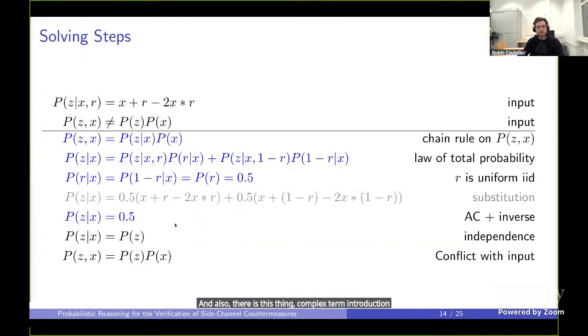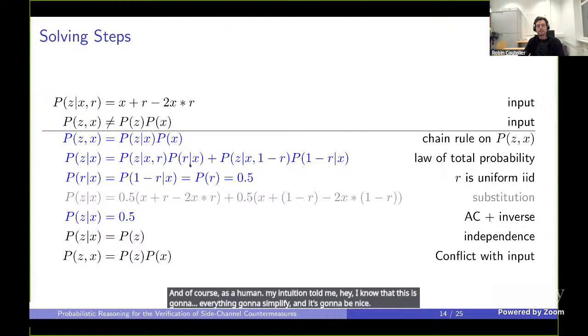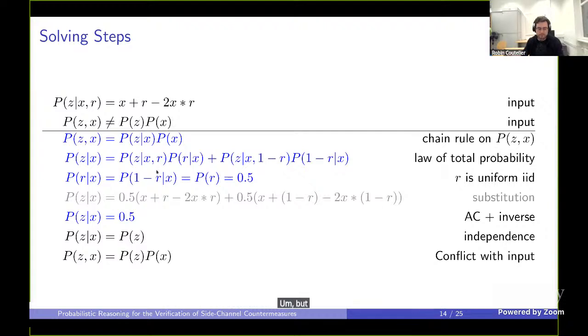And also, there is this thing, complex term introduction. So if you remember in here, we had this very beautiful small term, P of Z given X, that to find a solution, we just had to expand this in this giant monstrosity. And of course, as a human, my intuition told me, hey, I know that this is everything gonna simplify and it's gonna be nice. But to properly formalize this as rewrite rules, it's not so trivial. And we don't want to apply those rules super eagerly, because otherwise we just produce a lot of garbage that we can never get rid of.